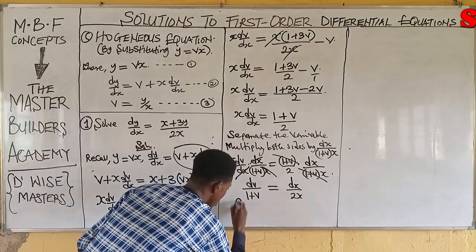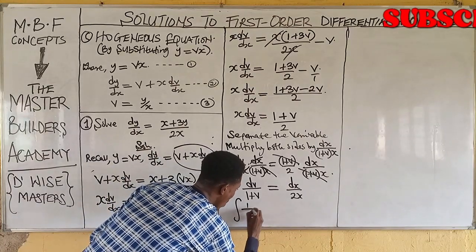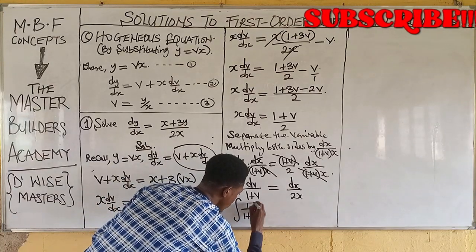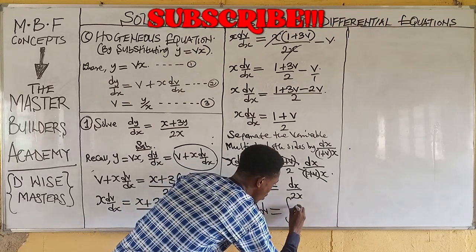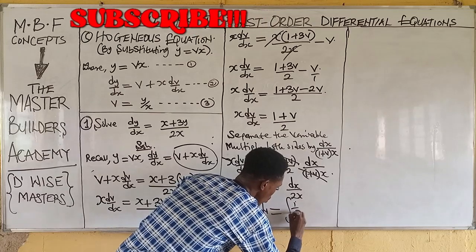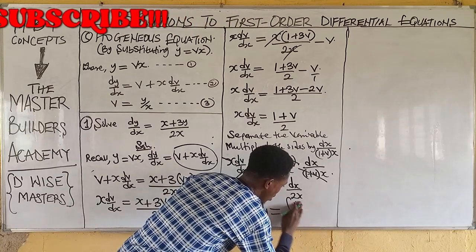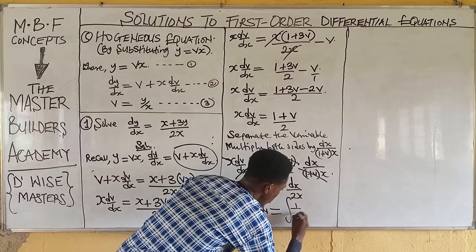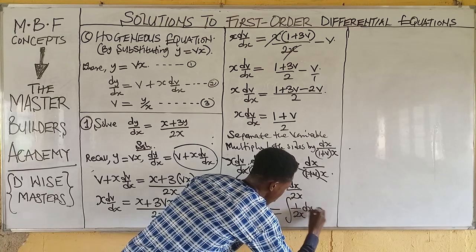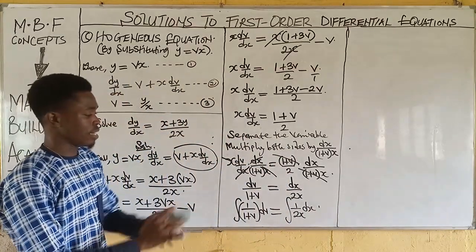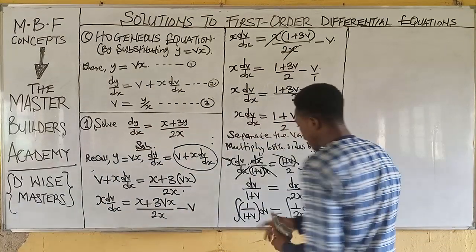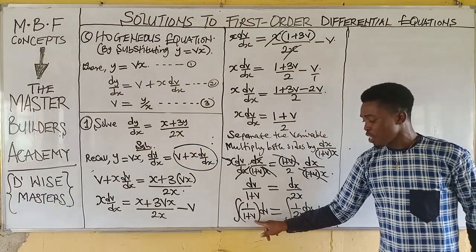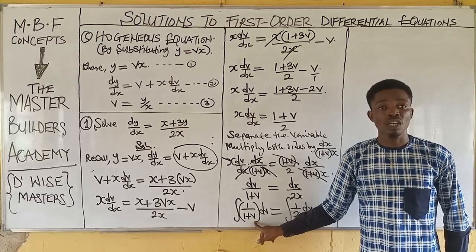Now we will quickly introduce our integral, and this will become the integral of 1 over 1 plus v dv, which is equivalent to the integral of 1 over 2x dx. It's as simple as this. So guys, when we integrate 1 over 1 plus v, understand that the power of v at the denominator is 1.